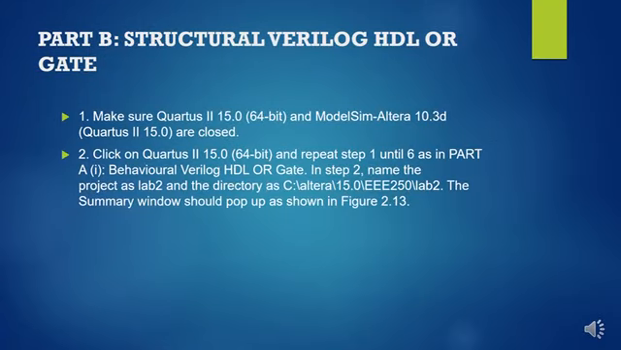Now, let's move to Part B, Structural Verilog HDL or GATE. First of all, make sure Quartus II 15.0 64-bit and ModelSim Altera 10.3D are closed properly. Click again on Quartus II 15.0 64-bit and follow and repeat Step 1 until Step 6 as written for the first part in procedure A in the previous slide. Name the project as Lab 2 and save in C directory. The summary window should pop up as shown in Figure 2.13.